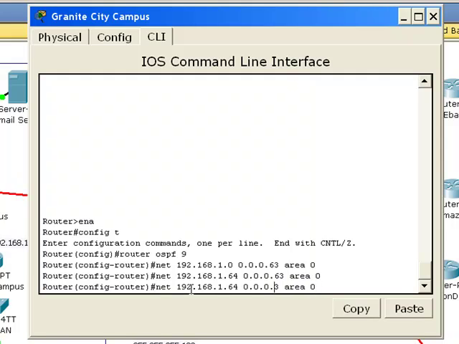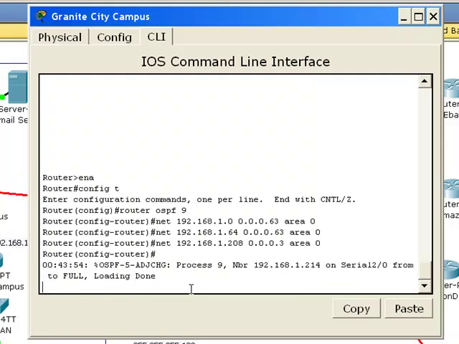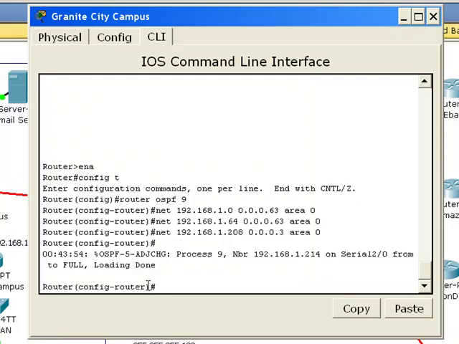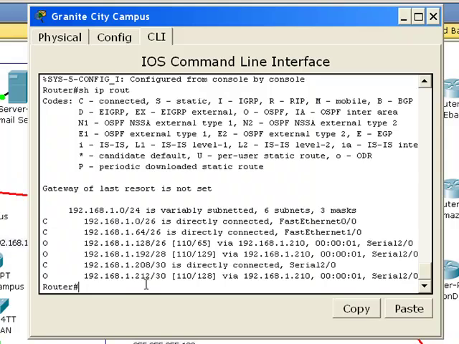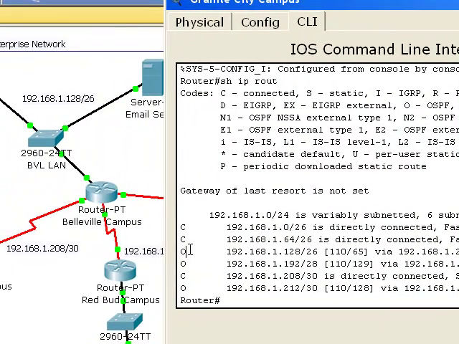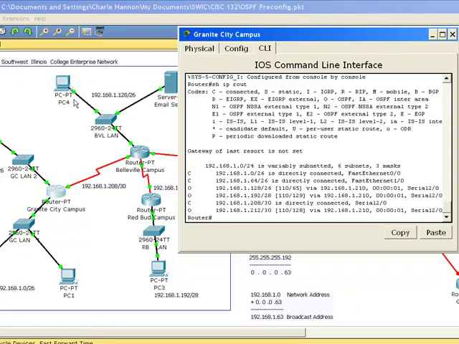So this is the third interface here. And if I did everything right, once I hit enter, I should get an adjacency. There we go, with the Belleville router. So if I do a show ip route, I can see all my networks. Now remember, I've already configured Belleville and Redbud, so you can now test this by pinging all the devices that are within our enterprise.